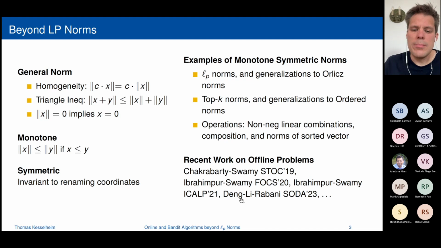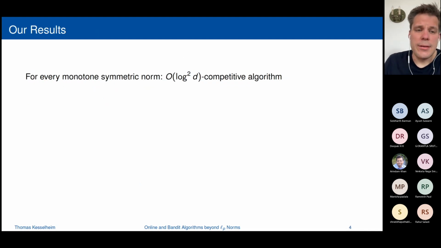Here I'm mentioning a few papers, but we are now interested in what we can do in these online problems, in particular in our online load balancing problem, which I'm considering as the main problem for this talk. For this problem, we can show that for every monotone symmetric norm, there's an O(log² d)-competitive algorithm. Recall that for the L infinity norm, which is a special case, log d was optimal, was tight. So we're at least close to what we could hope to get for every monotone symmetric norm. We don't actually know whether log² d or log d would be the right answer for this problem, but at least we get close.